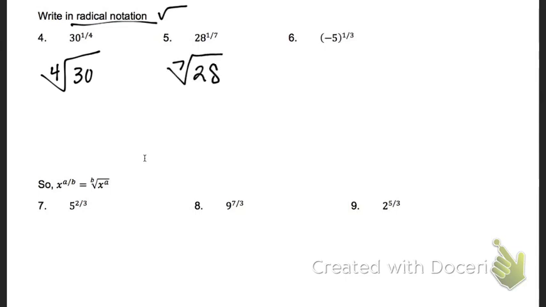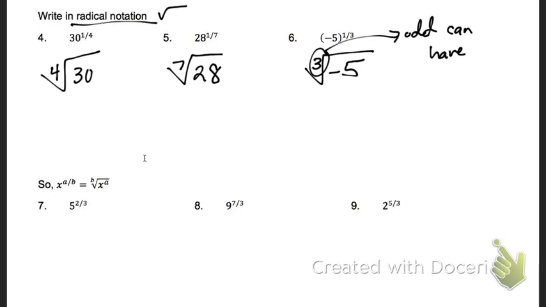7th root of 28. For this one, do you put i outside? No, because if you have an odd number here, it can have a negative inside. So if you have an odd number there, you can have a negative inside.